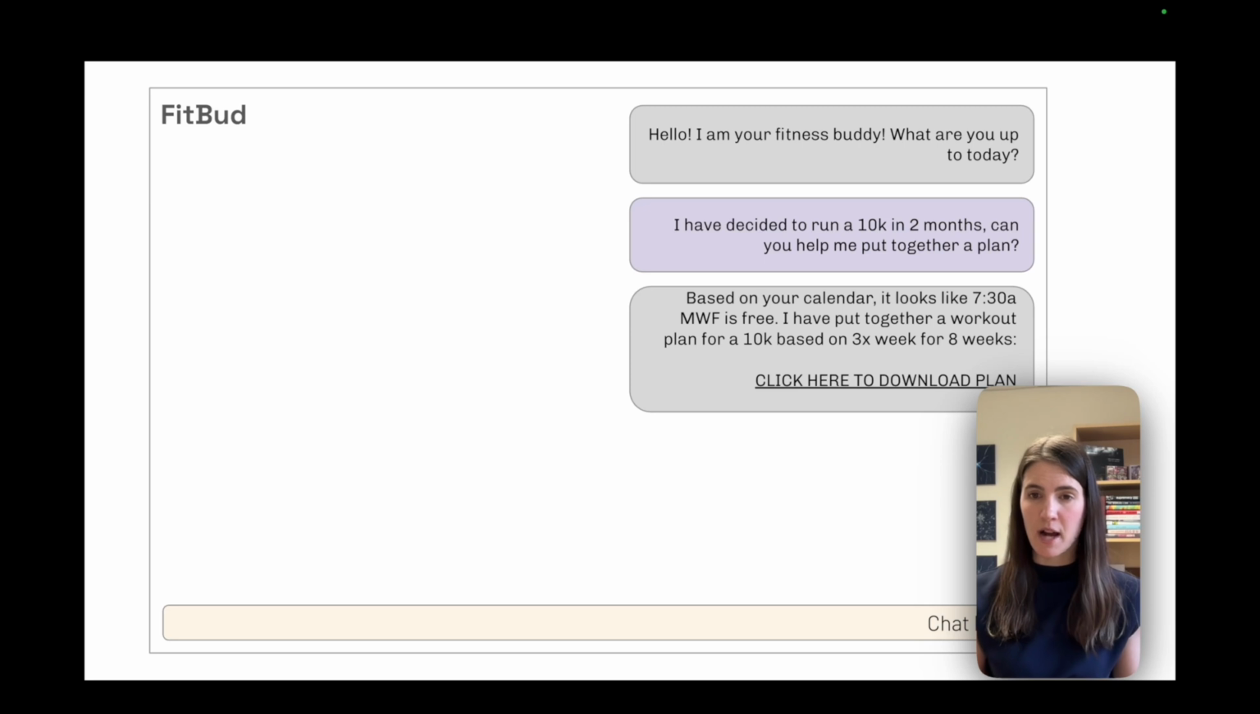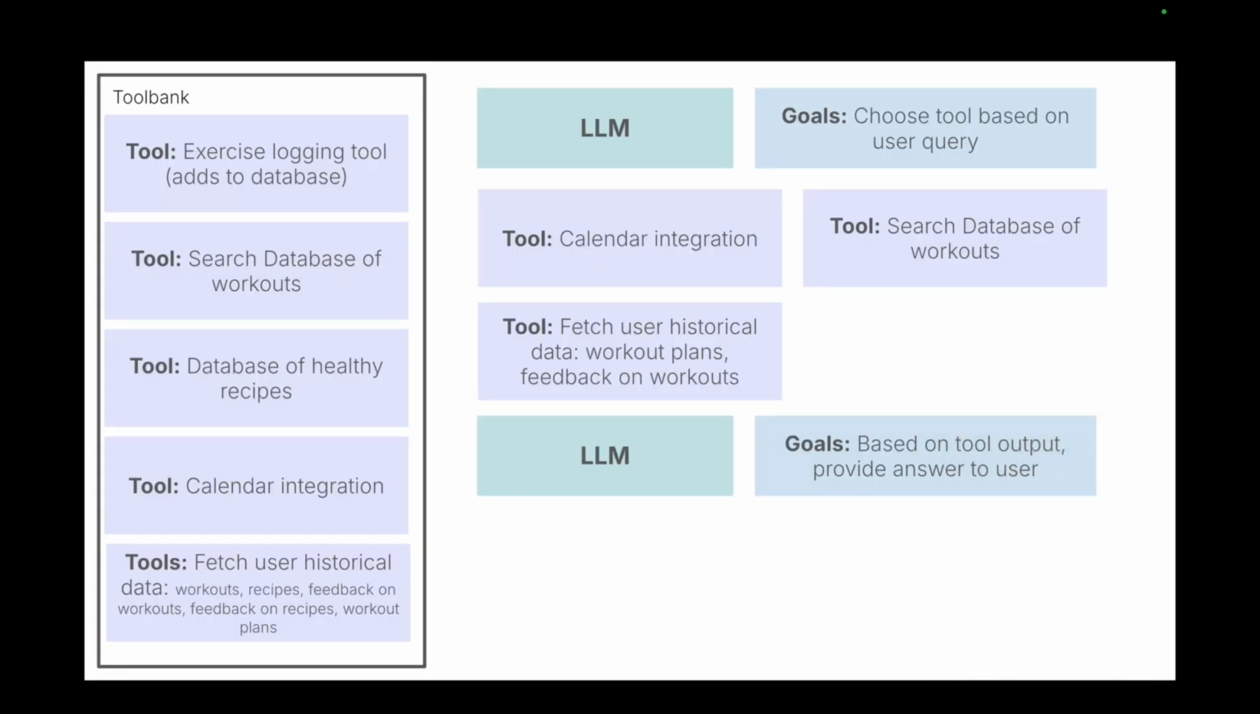So what would this look like behind the scenes? We have that tool bank of tools that we already talked about. And so at the first level, I have a large language model. And I'm going to give the large language model this goal. It's to choose a tool based on the user query. And so whatever the user queries, the LLM should say, okay, which tools should I use? And then we have these tools.